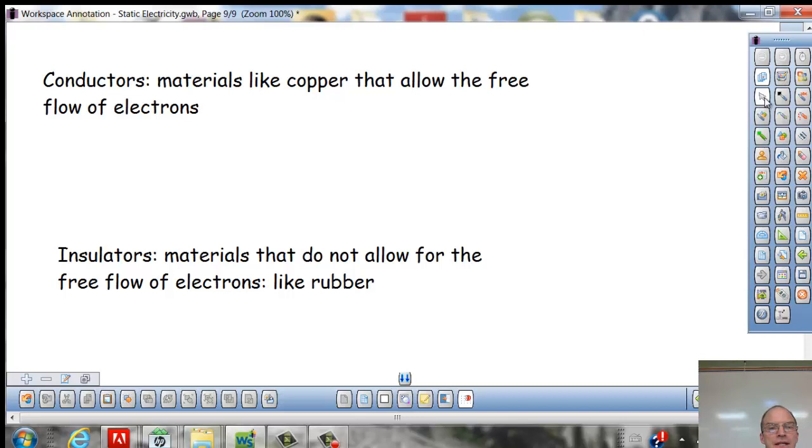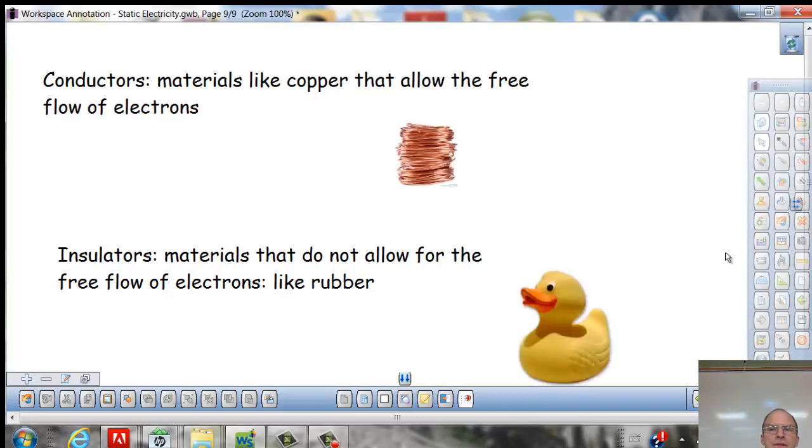Materials can be divided into two basic categories. There are conductors and insulators. Conductors are materials like copper that allow for the free flow of electrons, generally from the valence shell. And metals, as you remember, don't tend to have full valence shells, and this allows electrons to move around between them. And insulators like rubber don't. Their valence shells are generally involved in covalent bonding, and it does not allow for a lot of free electron movement.